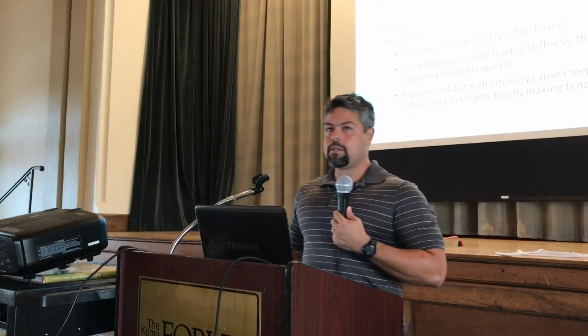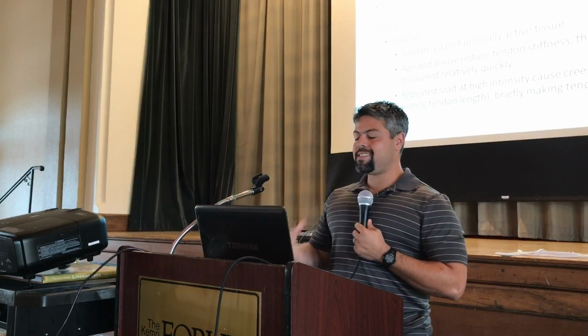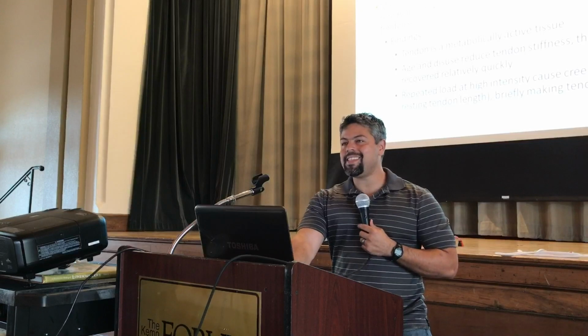End of story, it just happens. As we get older and as we disuse, one thing that keeps coming up again and again: disuse is its own injury. Immobility is injury in connective tissue. Creep: repeated load at high intensity causes creep.